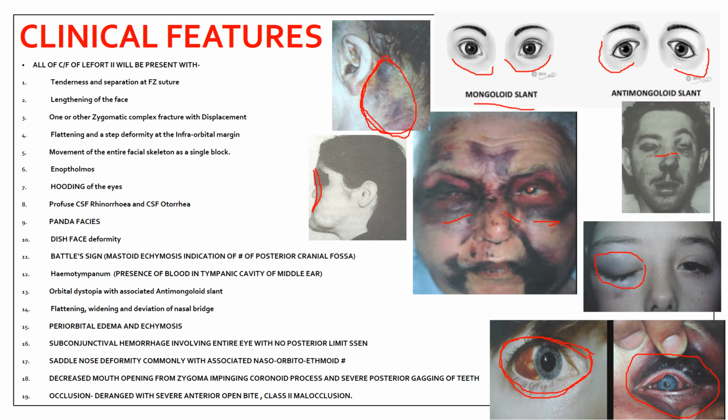Enophthalmos is nothing but the posterior displacement of the eye. Now you know what exophthalmos is. Exophthalmos is nothing but the protrusion of the eye.